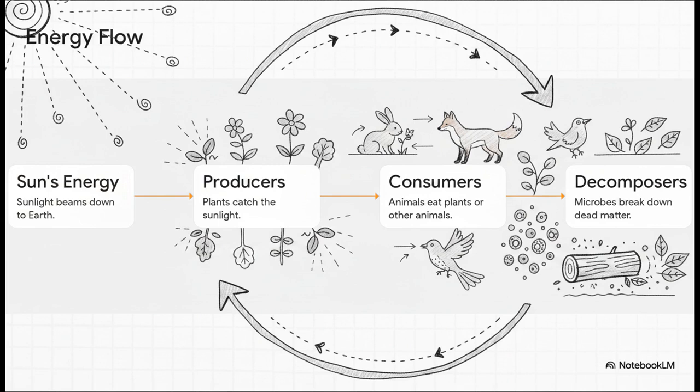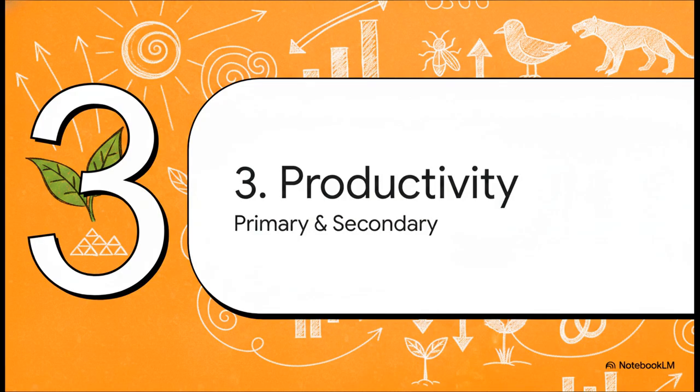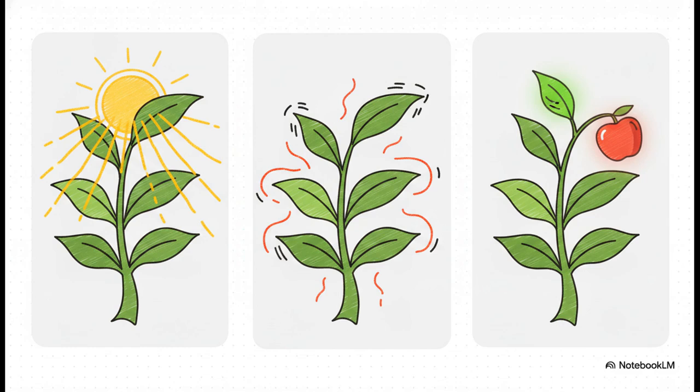So remember this, energy flows in a straight line from the sun, but the matter, the actual building blocks, travels in a giant circle, cycling over and over again. Section 3. Primary and secondary productivity. This is just a fancy way of measuring how fast living things create brand new matter. Let's look at primary productivity first. This is driven entirely by plants, using sunlight, water, and carbon dioxide to make food.